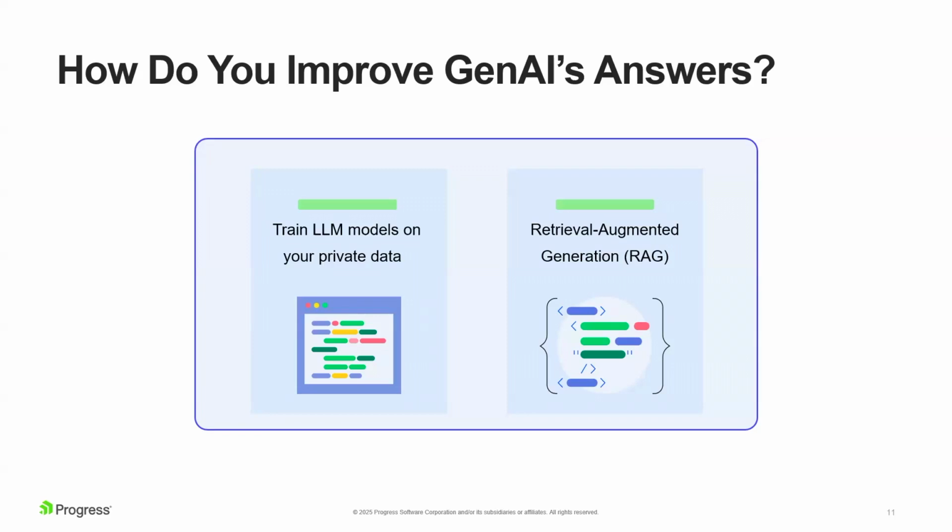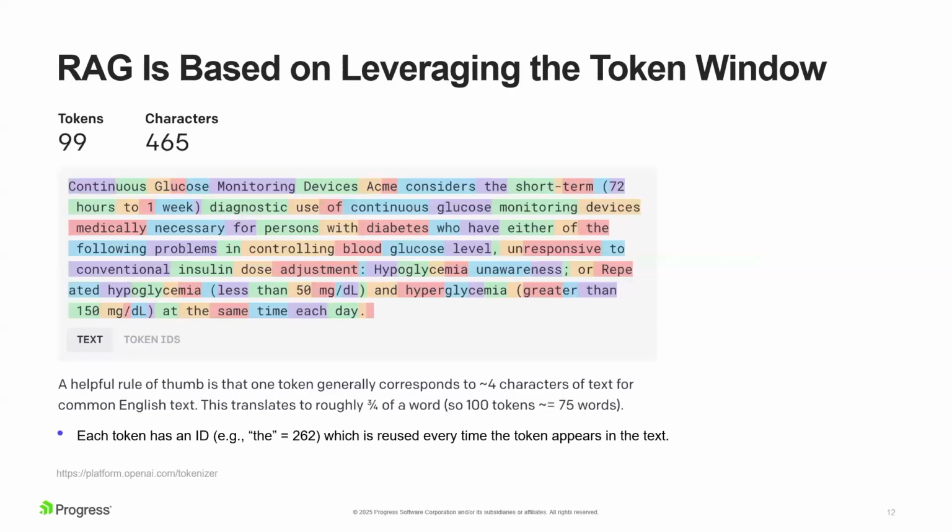And RAG takes advantage of something called the token window. So the token window is more commonly known as the concept of prompt engineering. So this is when you're typing in all your information to the ChatGPT or the Groks of the world and say, hey, I want you to respond to this question using this type of writing style, and so on. That's your prompt window or your token window.